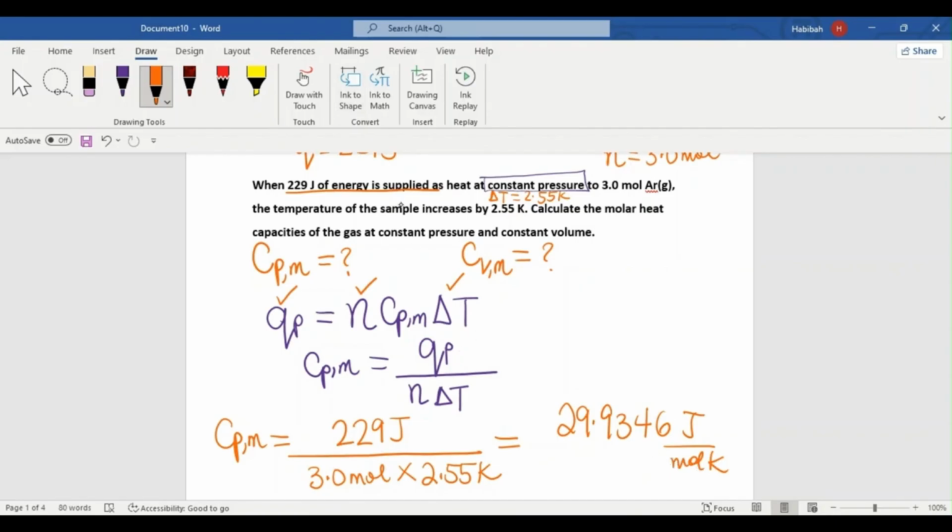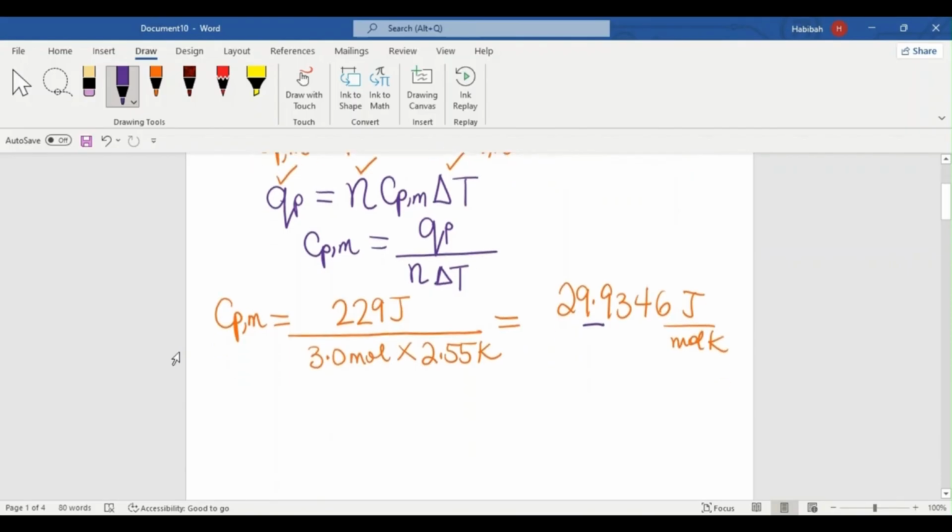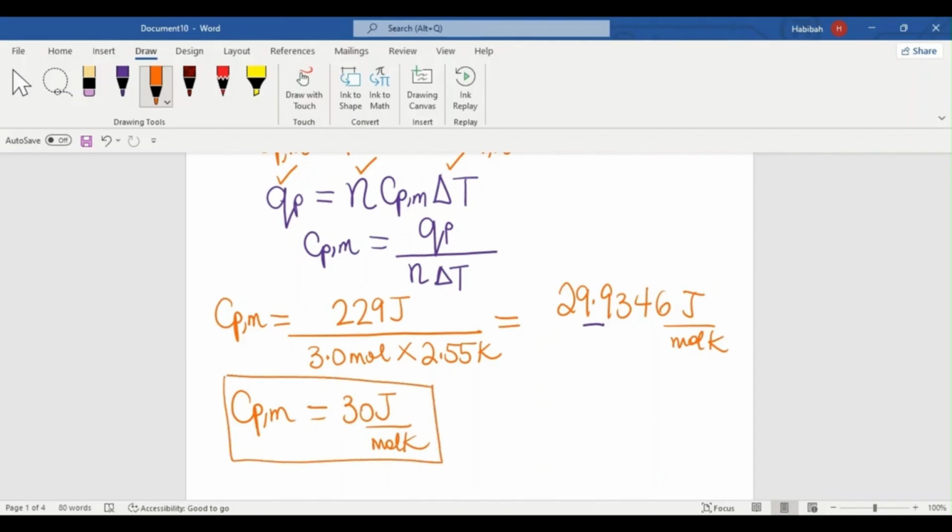Now you have to go back to the question we're given, because we're told to find the molar heat capacity at constant pressure. You see that the value for heat is given as 3 sig figs, and the number of moles as 2 sig figs. So we have to go with the lesser sig figs in chemistry. Don't forget to always put your answer in the number of sig figs you are expected to, whenever you're doing science or math related problems. So you have CPM equals 30 joule per mole Kelvin. So this is basically how you solve this question.